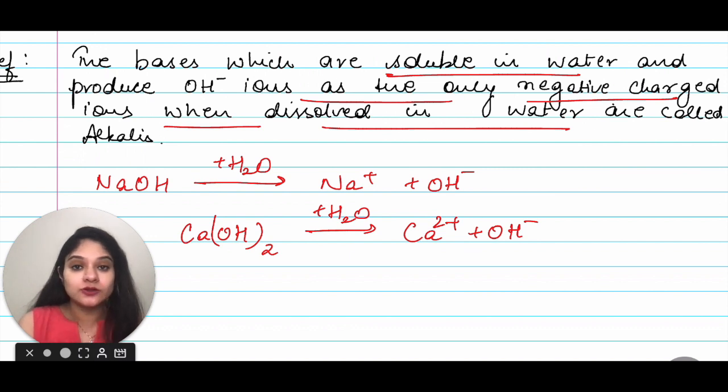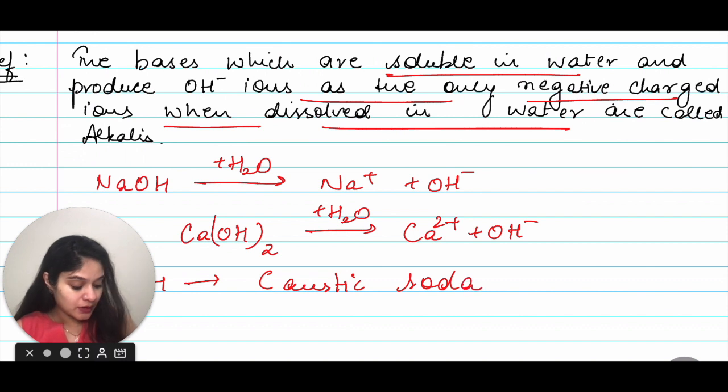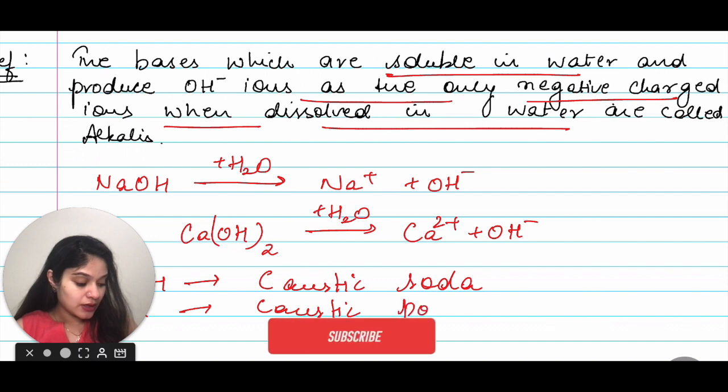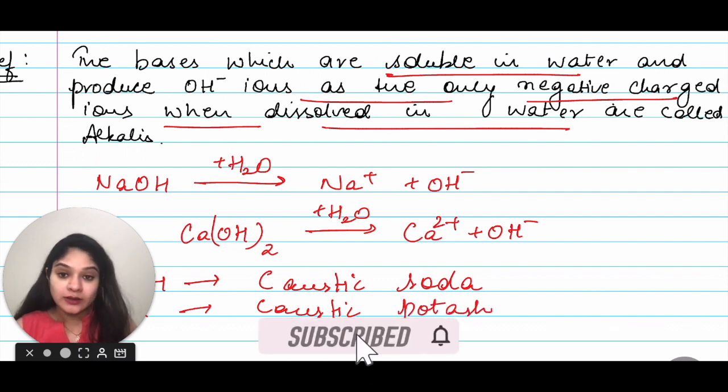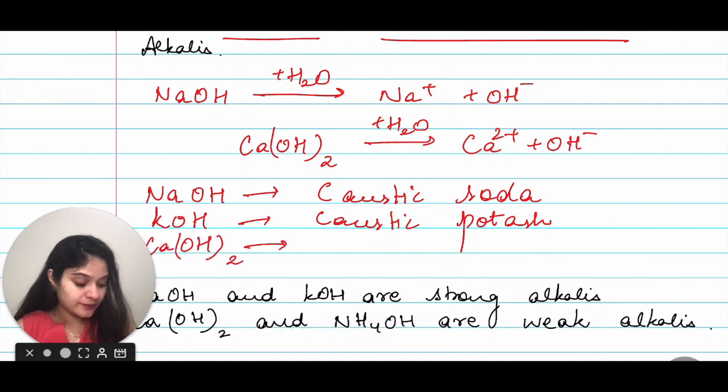Okay, so these are some of the alkalis. That means these are bases which are soluble in water. Now there are certain common names that you should remember. NaOH is called caustic soda, KOH is called caustic potash, and Ca(OH)2 is known as slaked lime.